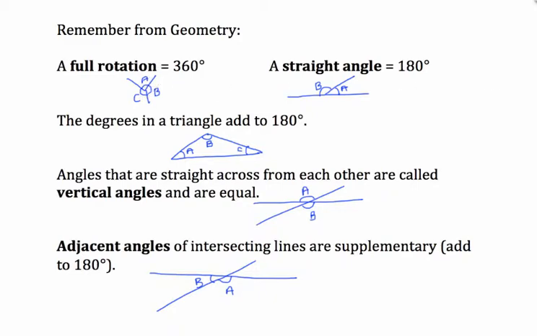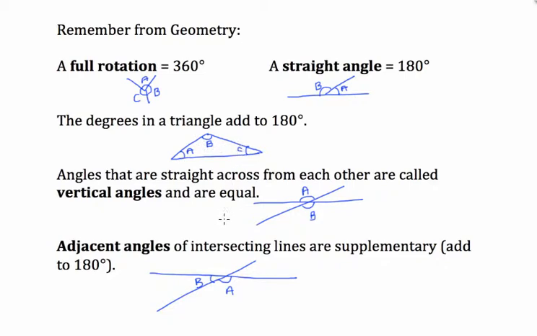So, for example, in this picture, if I have A, B, and C all added together, since they add up to be a perfect circle, that would be 360 degrees. So I could write A plus B plus C equals 360. A straight angle equals 180. So in this case, A plus B would equal 180. The degrees in a triangle always add up to 180. So in this case, A plus B plus C would be 180.